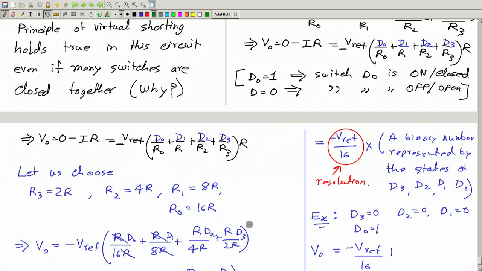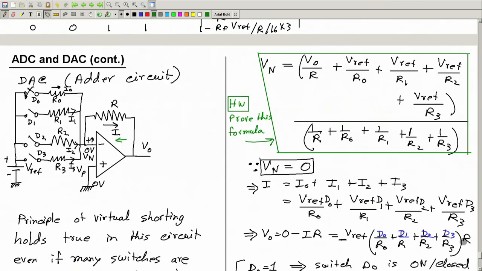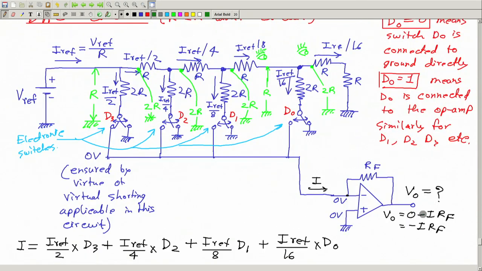And then we add these currents. So all these currents get added, and then they together flow through this, and this voltage is once again minus I, in this direction, times the R, this resistance. So you see both these circuits are quite similar. This also adds currents, this also adds currents.